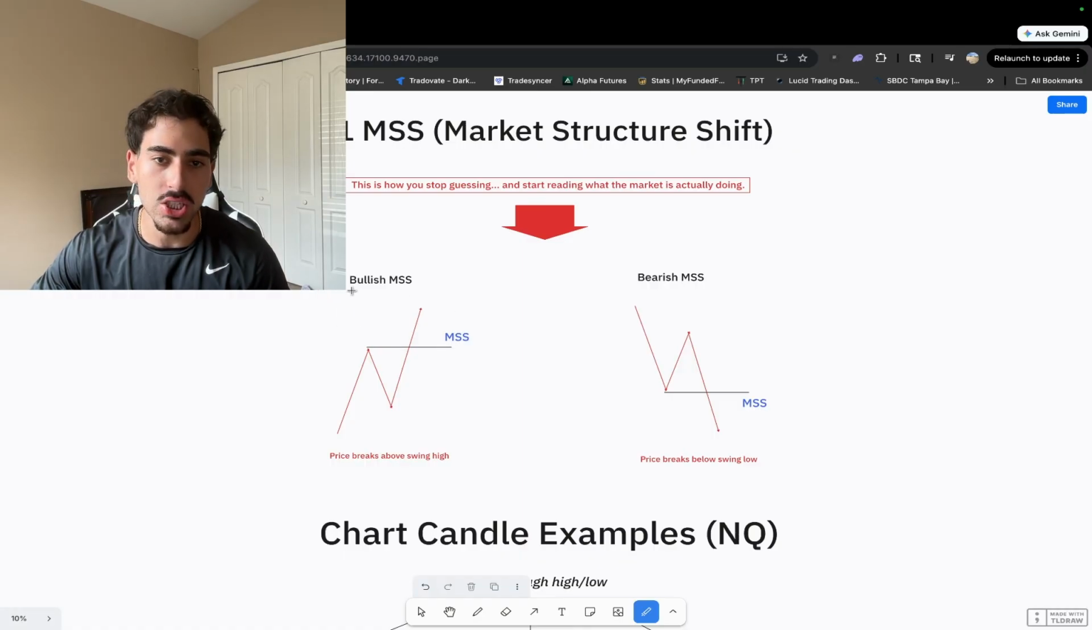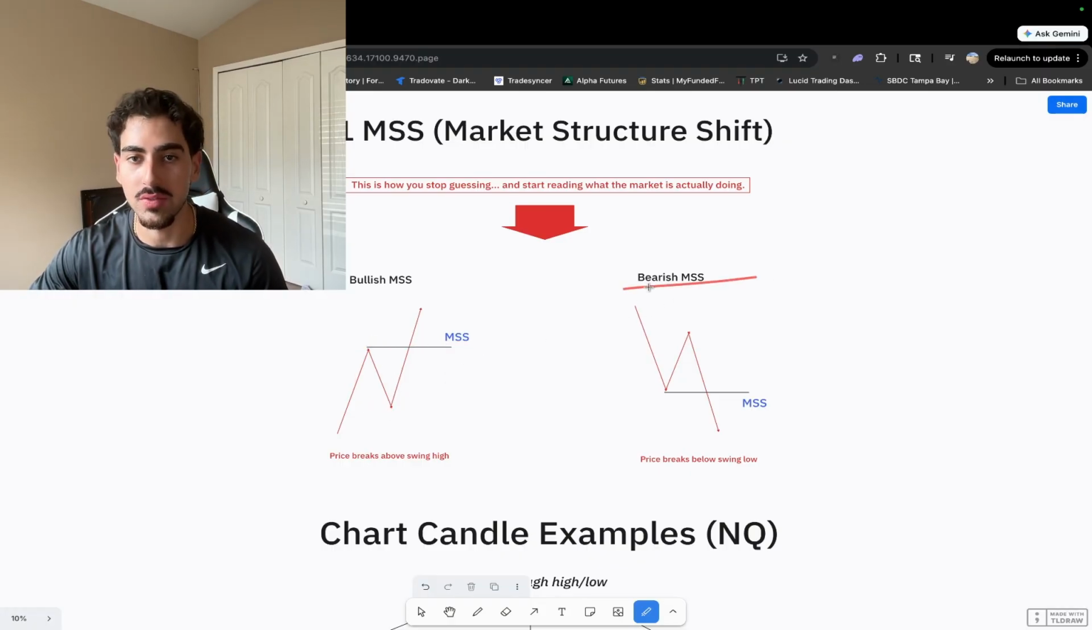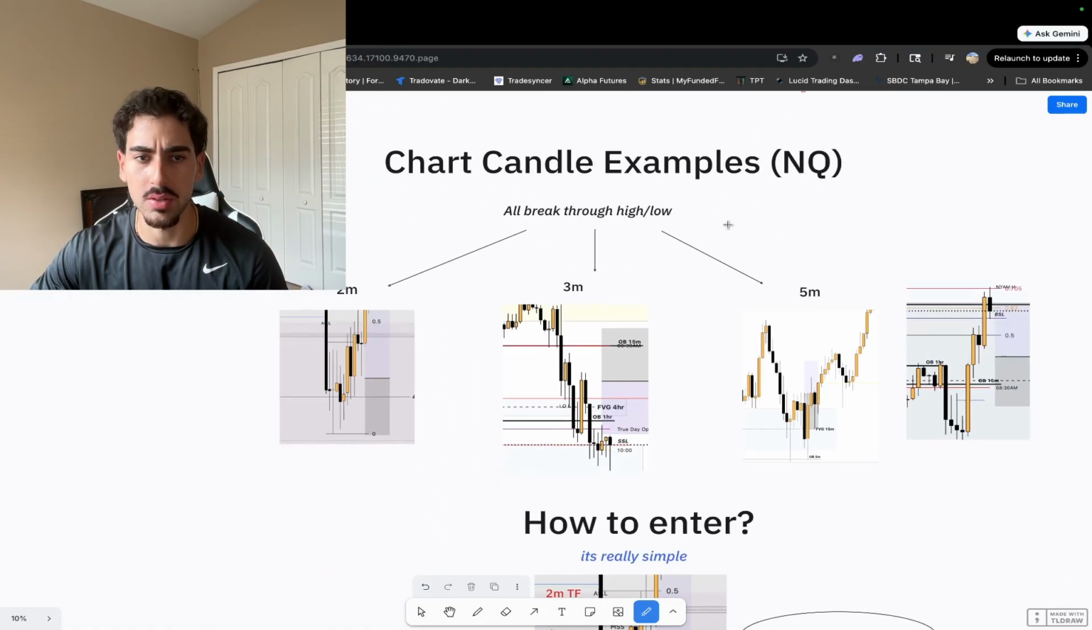This is a bullish market structure shift. It is when price breaks above a swing high and closes above the body of the previous candle, forming what you call an order block. The bearish market structure shift is the same thing, but it's just on the downside. So instead, you're breaking past the swing low to then form the order block on this little leg. Here are some chart examples that we can go through.